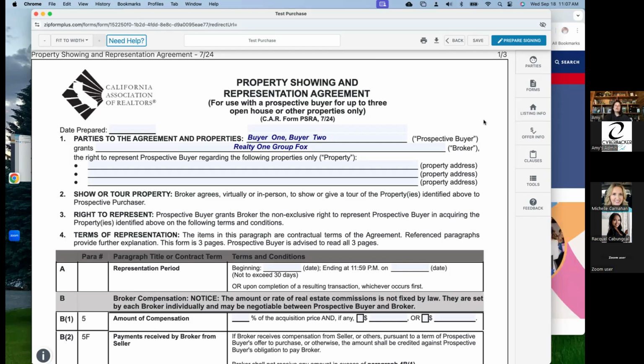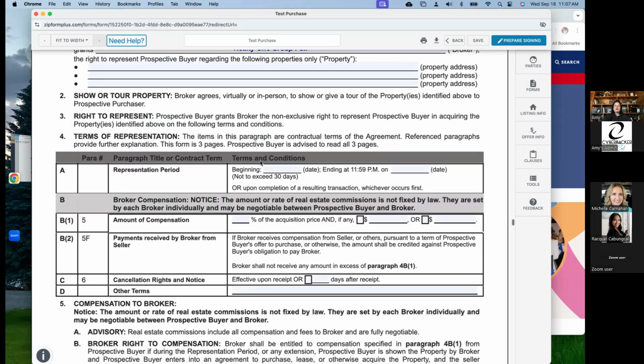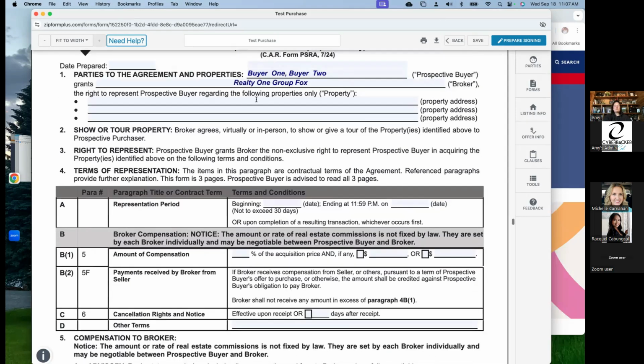So the PSRA, again, it's not exceeding 30 days, and you don't have to make it 30 days. It could be, hey, we're just going to put this in effect for this weekend for the properties that you want to see while you're in town, or whatever that might be. So those people that maybe we don't have relationship with, and it also exceeds right here, you've got 3 properties only, okay? So those are your options there.